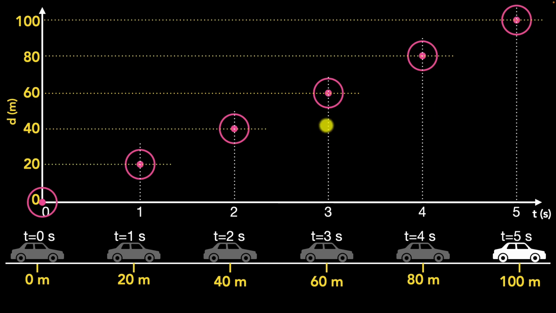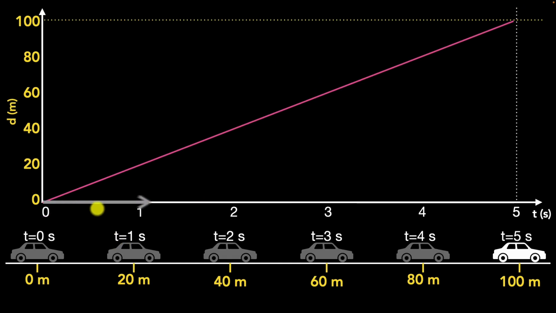And look, when you try to connect all the dots, what do we get? We get a straight line. This straight line represents this motion. This is how we can draw this motion on a piece of paper. Isn't that amazing? But wait, there's more.